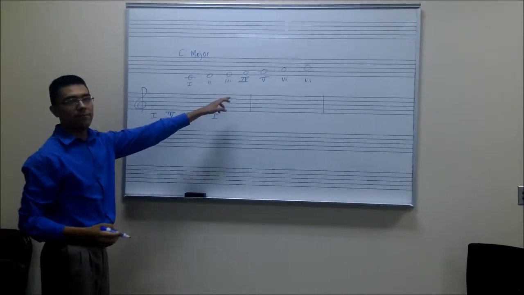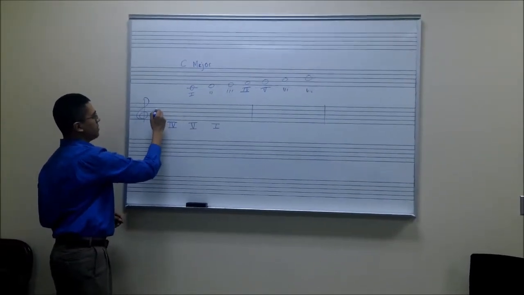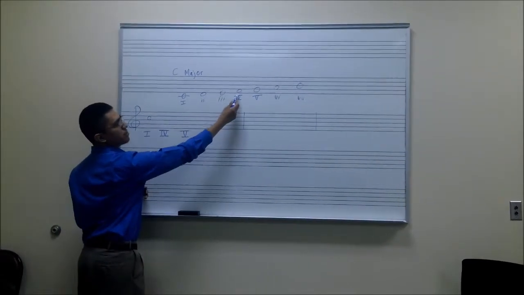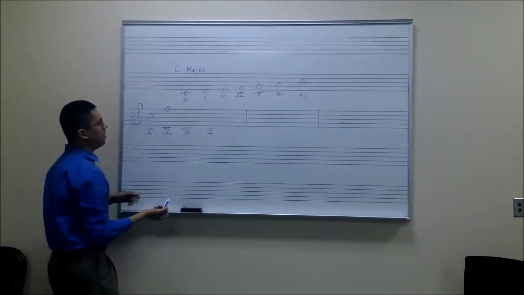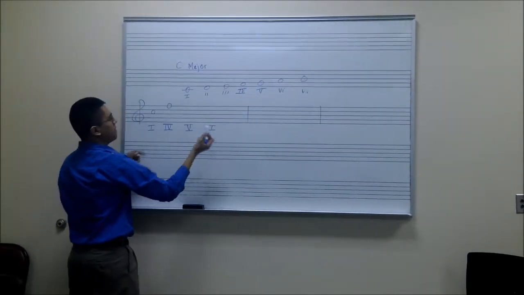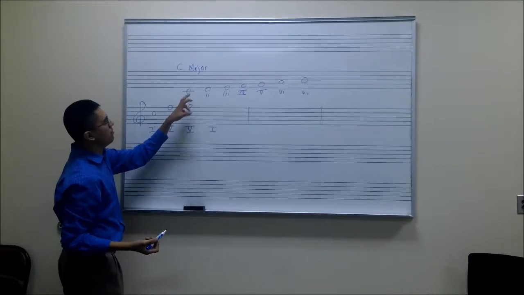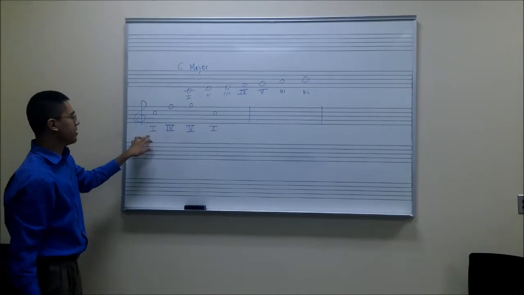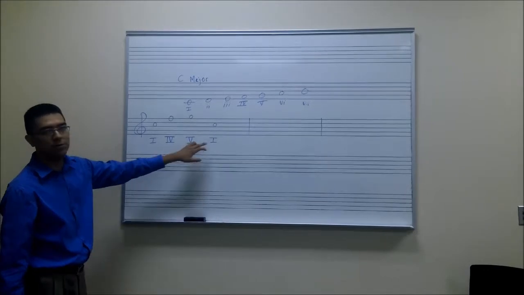Alright, so we got a 1, 2, 3, 4, 5, 6, and 7. We're going to go ahead and start with a 1, which in this case would be a C. And then we're going to move to a 4. So we're going to look at what our fourth is. We got an F. And then we got a 5, which in this case is a G. And then we go back to a 1, which is our C. So that's one chord progression that can be used to arrange melodic phrases. We got a 1, to 4, to 5, to 1.